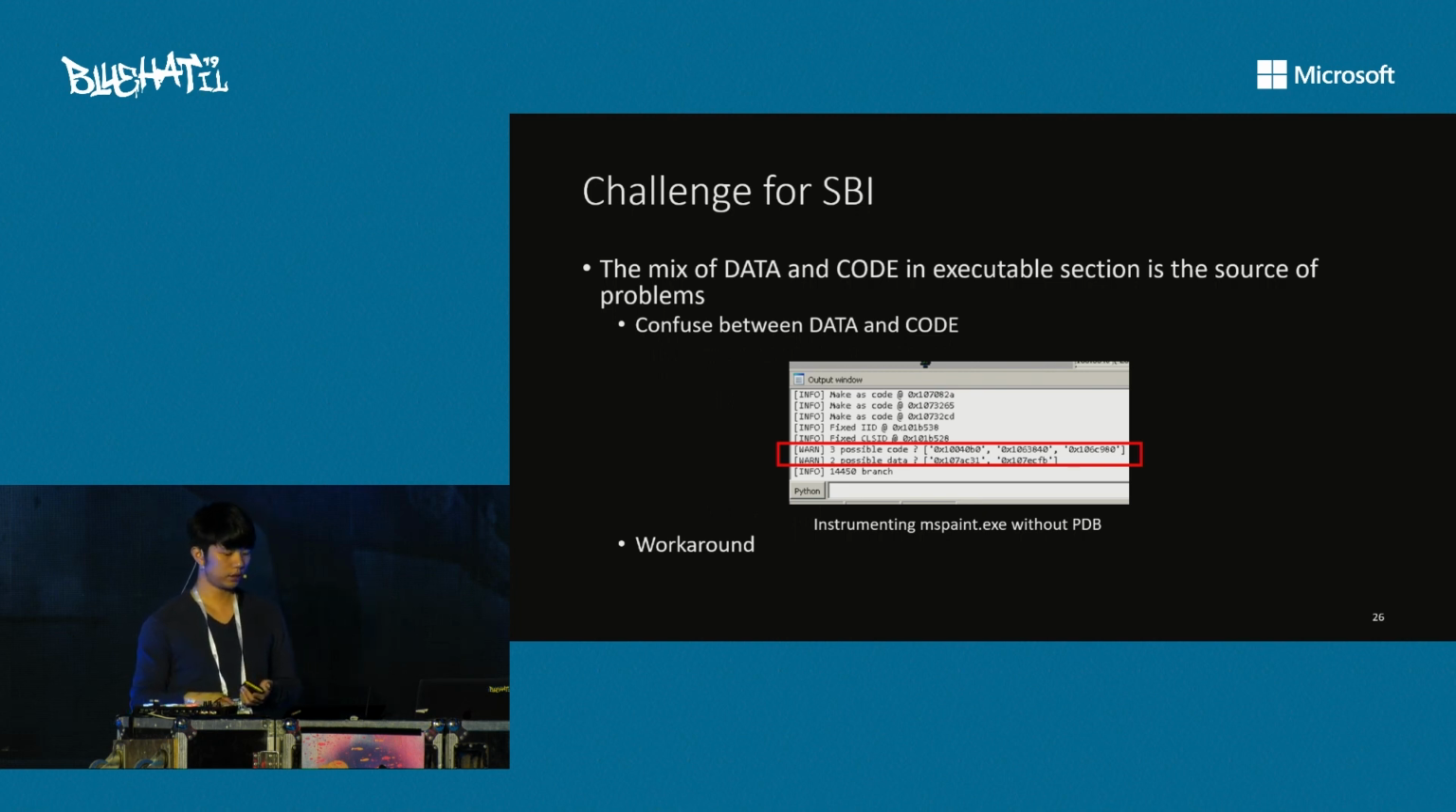And here is an example of instrumenting msping.exe without the symbol. As you can see, there is some warning message while collecting information from IDA. And that is the list of the possible confusion between the data and the code. And honestly, this is not a good workaround.